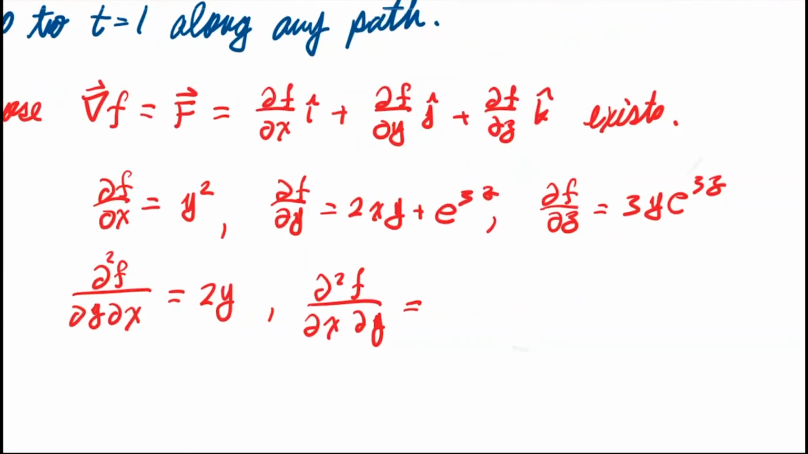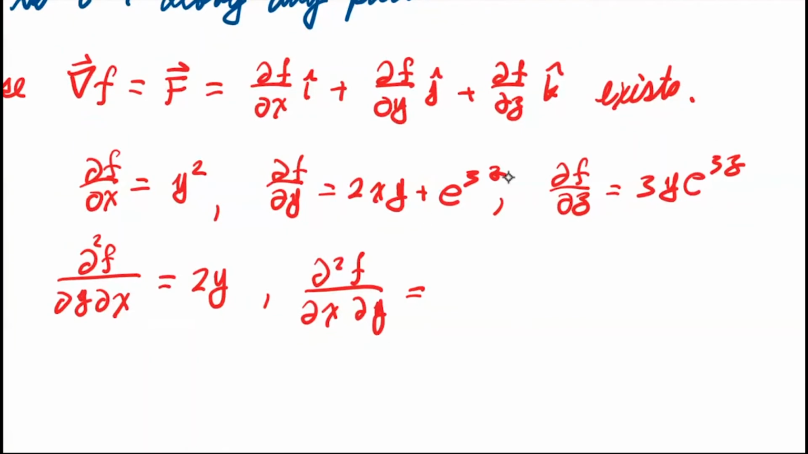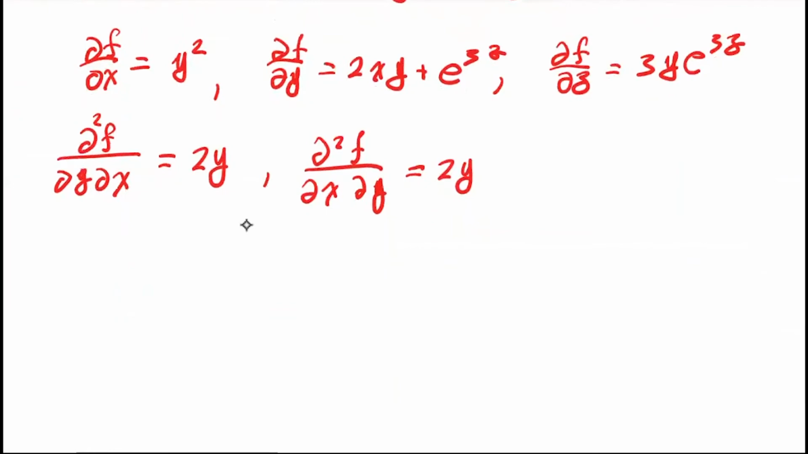Now I'm gonna compare that with the derivative of this with respect to x. Okay, let's see. If I differentiate this with respect to x, I get 2y. So these two are the same thing, right? And then we have to do that to all of it. There are 6 different combinations. You have to check all the cross second derivatives. And if you do that, then you say this is conservative.